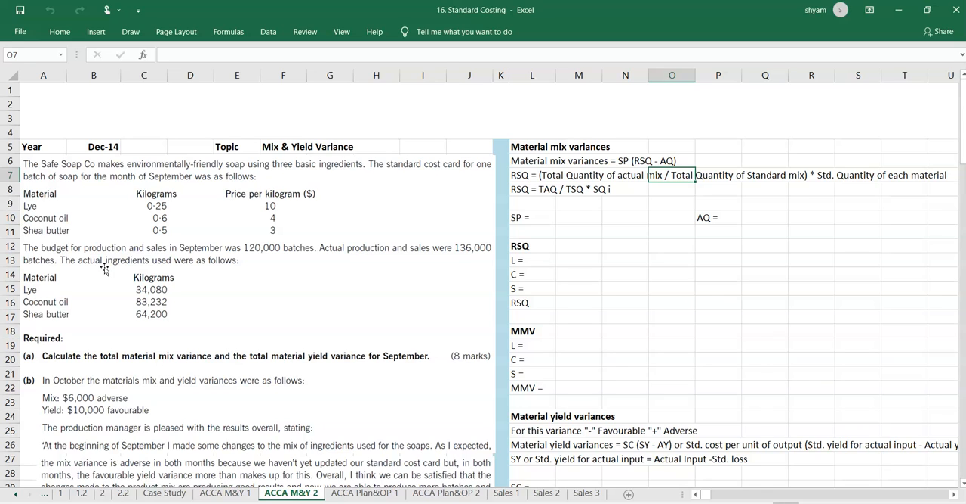The budget for production and sales in September was 1,20,000 batches. Actual production and sales were 1,36,000. The actual ingredients used were as follows. So they had planned to produce 1,20,000, but actually produced 1,36,000 units. Lye is 34,080, coconut oil 83,232, and shea butter is 64,200.